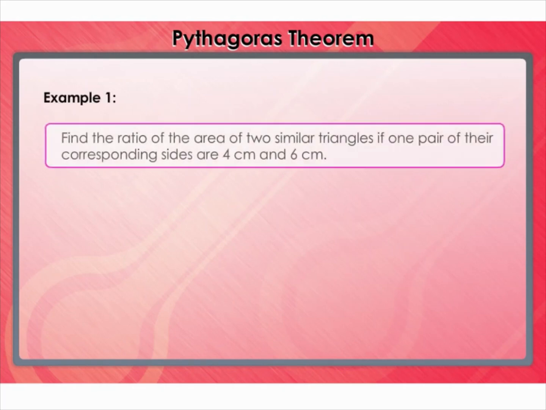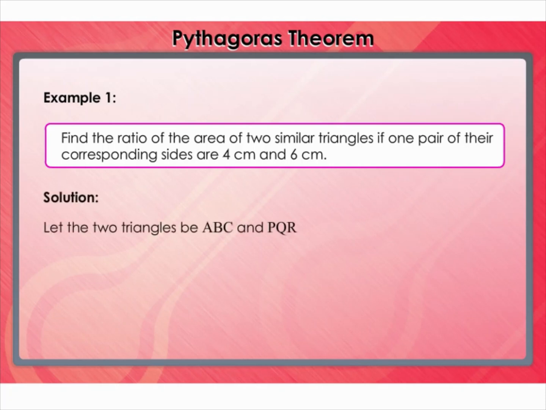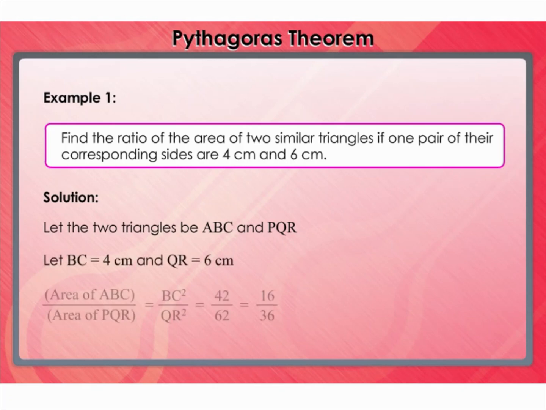Example 1. Find the ratio of the area of two similar triangles if one pair of their corresponding sides are 4 cm and 6 cm. Let the two triangles be ABC and PQR. Let BC be equal to 4 cm and QR be equal to 6 cm. Area of ABC by area of PQR is equal to BC square by QR square. That's equal to 4 square by 6 square. That's equal to 16 by 36.